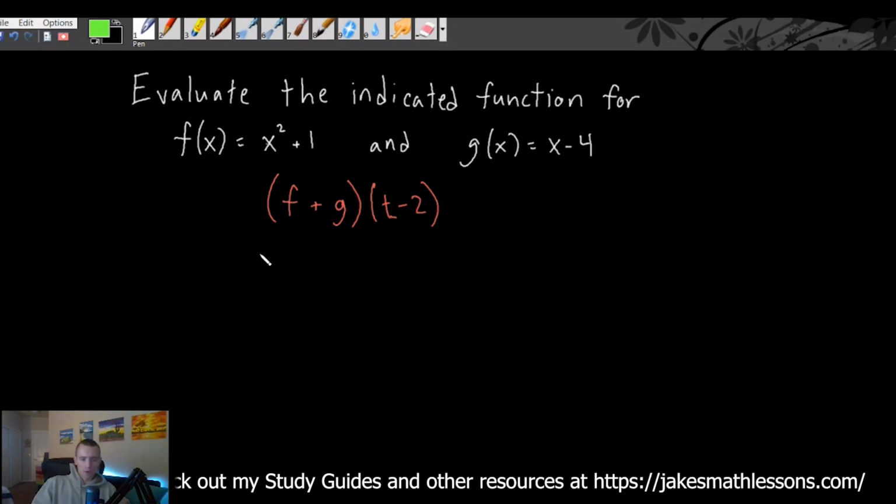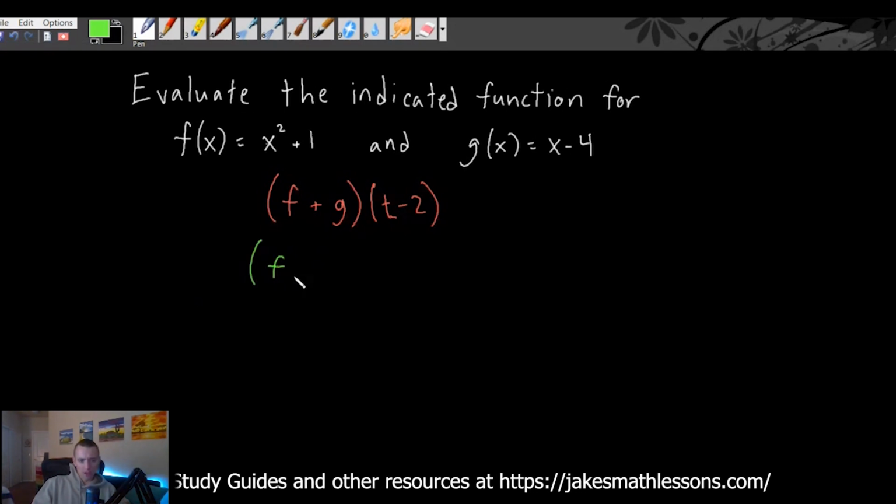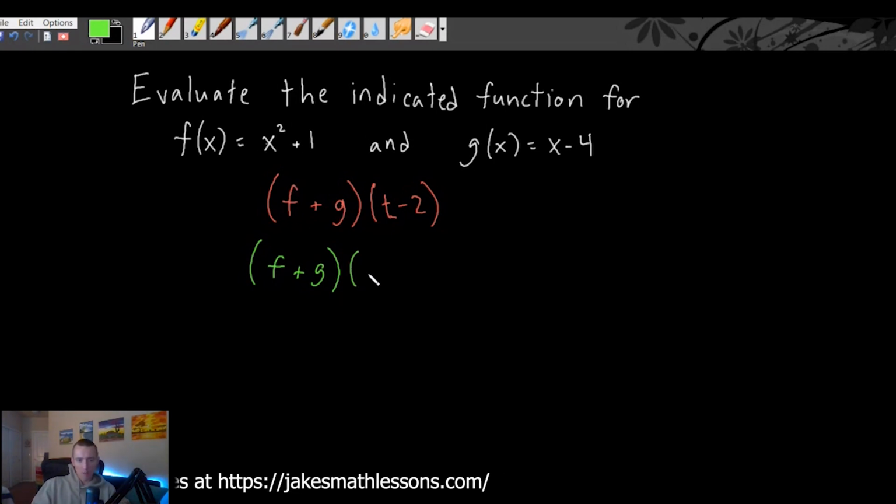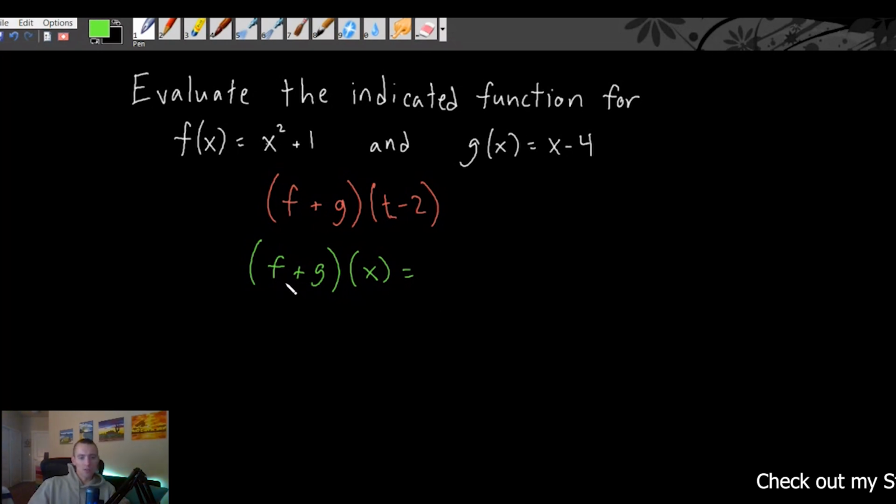The first thing you want to do with any of these problems is first find whatever your generic function is, whatever the operation is between these two functions, find that, but of x, or whatever your variable is: f of x, g of x, f plus g of x. So that's always going to be your first step. Once we find this generic function, then we can worry about how the t minus 2 is going to come into play.